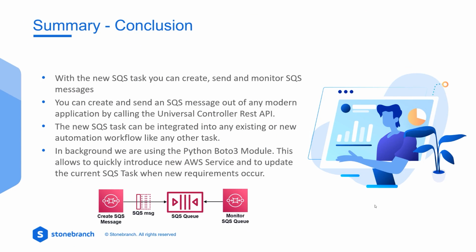Let me summarize what you have seen. With the new SQS task, you can create, send, and monitor SQS messages. You can trigger an SQS message out of any modern application by calling the Universal Controller REST API. The new SQS task can be integrated into any existing or new automation workflow like any other task. In the background, we are using the Python Boto3 module. This allows us to quickly introduce new AWS services and to update the current SQS task when new requirements occur.